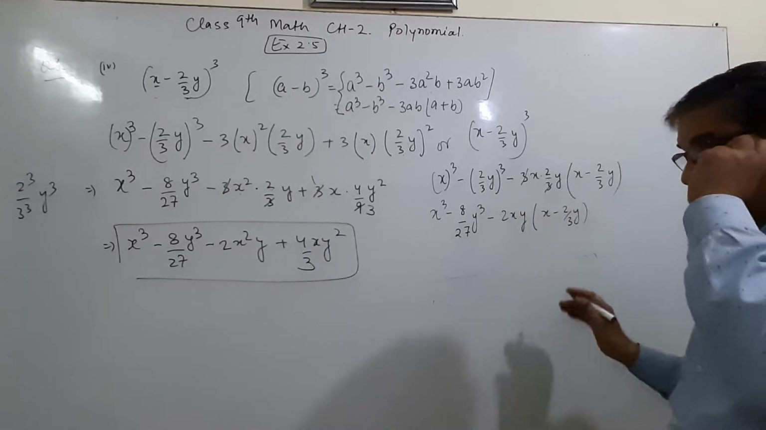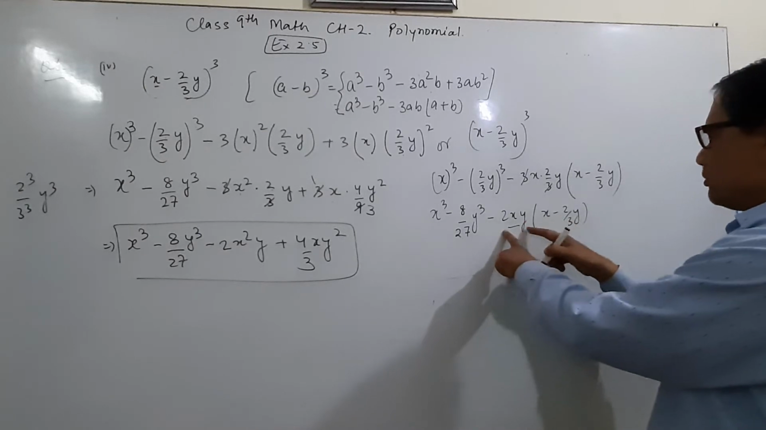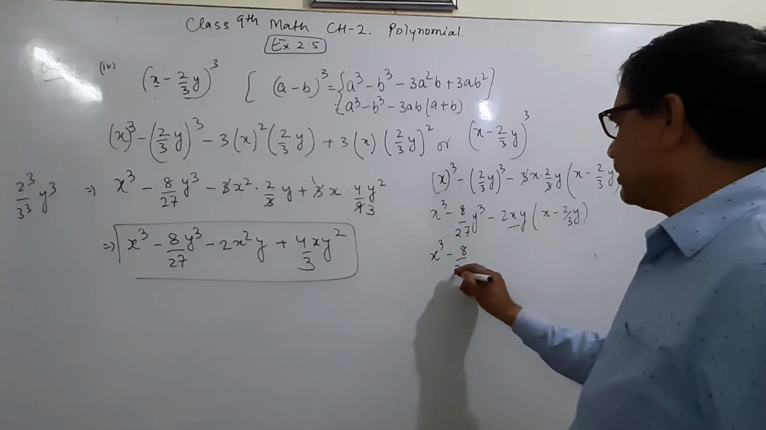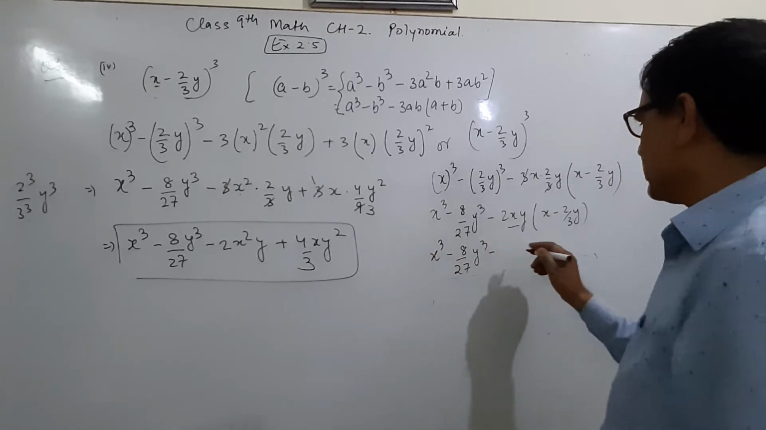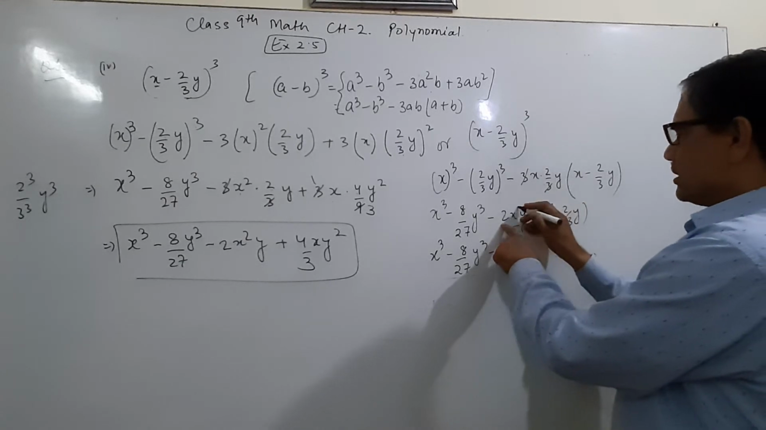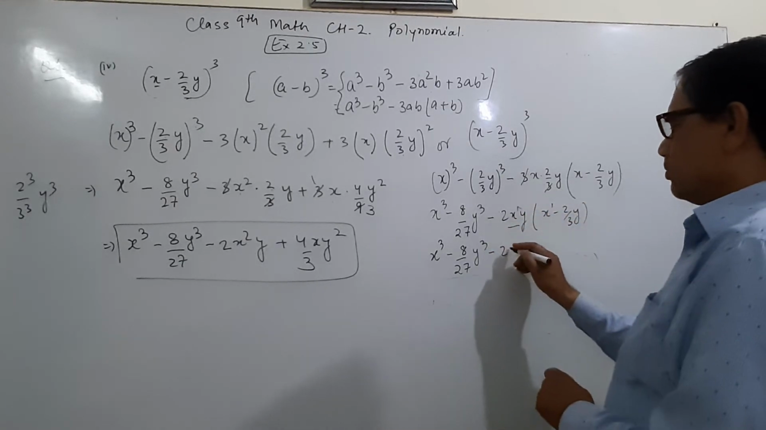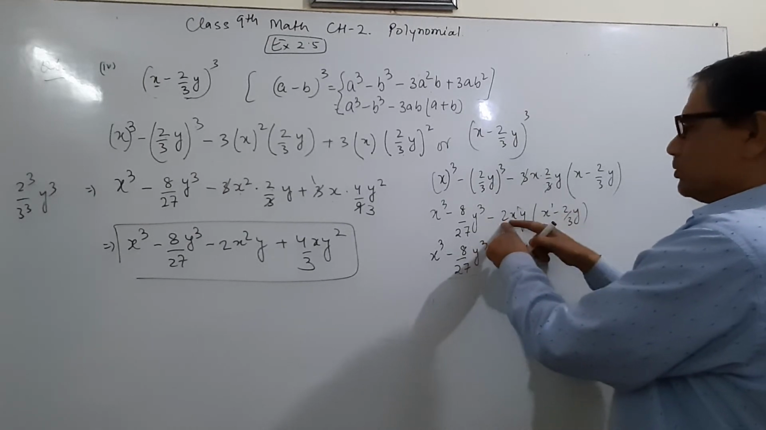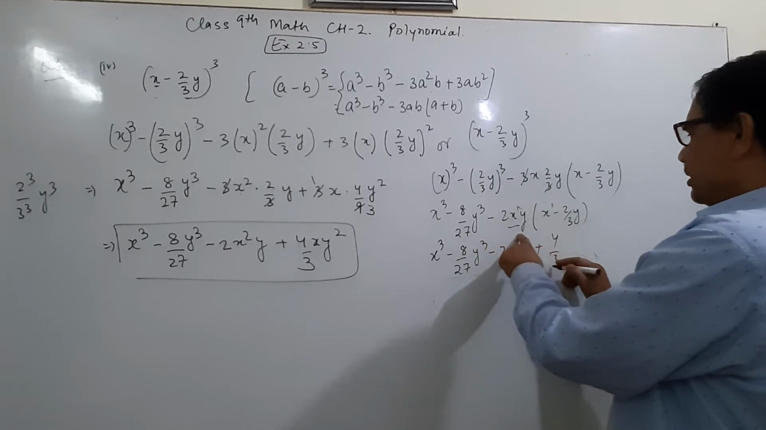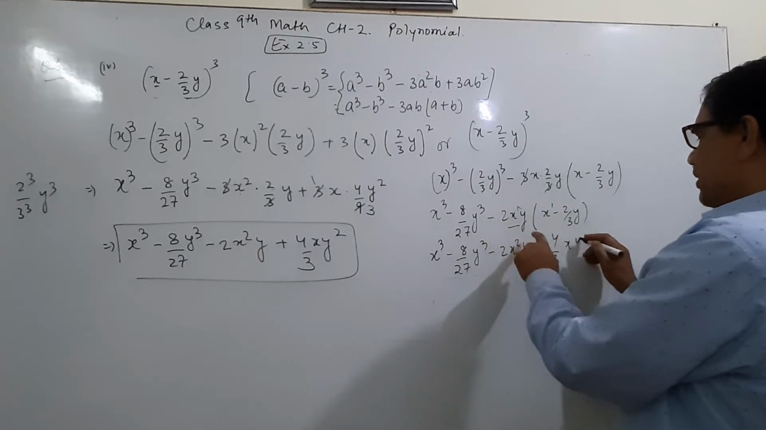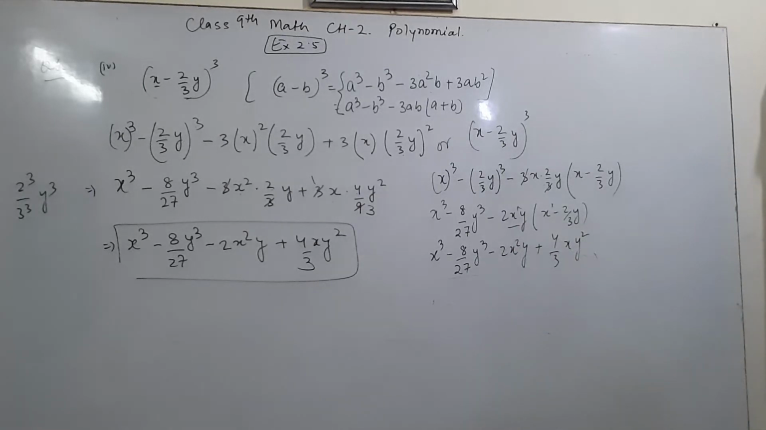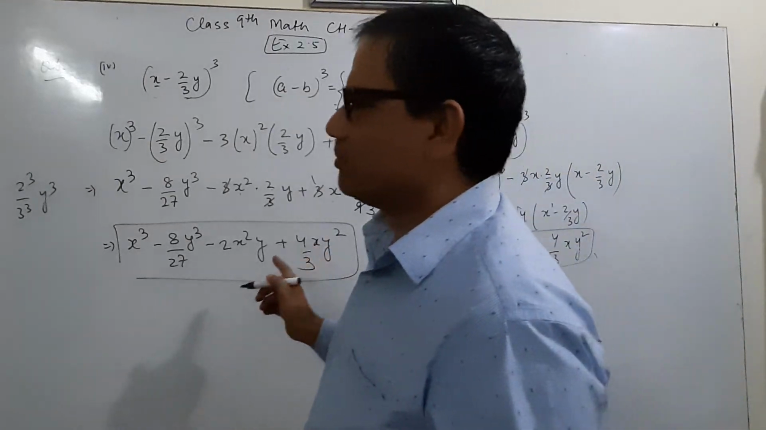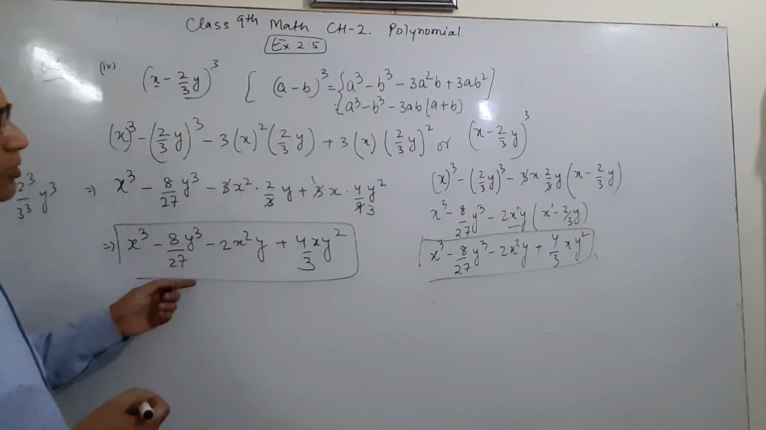And now open the bracket. This will multiply to x and this will multiply to y. So that means x cube minus 8 upon 27 y cube minus 2 x square y, here is minus, here is minus, minus plus 2 into 2 is 4 upon 3, here is x, y square, and it is your answer. Either you can do it by this method, any method you can use. Whichever is better for you, do the question by that method.